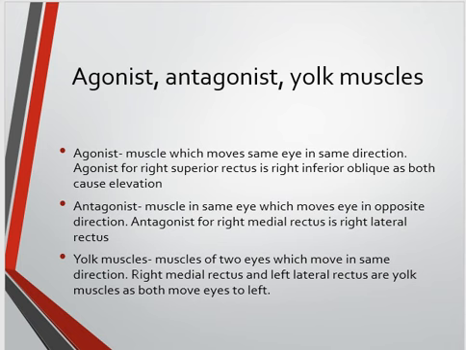When the eyes are looking to the left, the left eye is moving out, so the muscle responsible is the left lateral rectus. Similarly, the right eye needs to move towards the nose so that the person looks to the left. So the muscle responsible in the right eye is the right medial rectus. So the left lateral rectus and the right medial rectus are yoke muscles for levoversion.